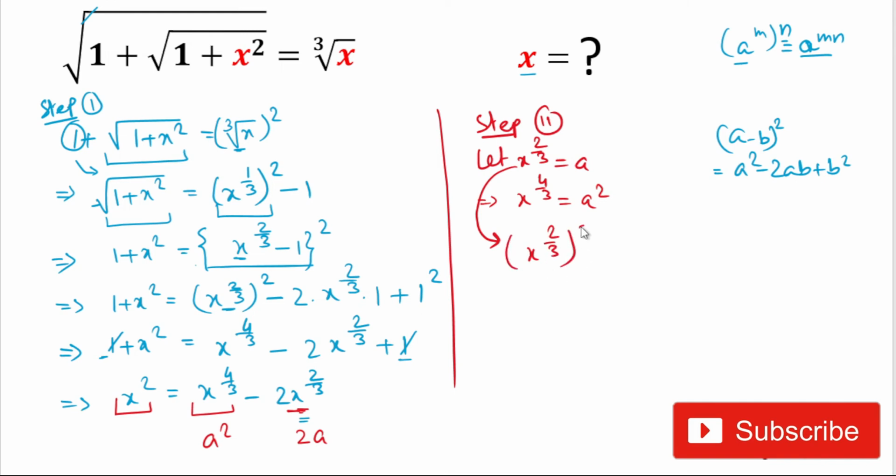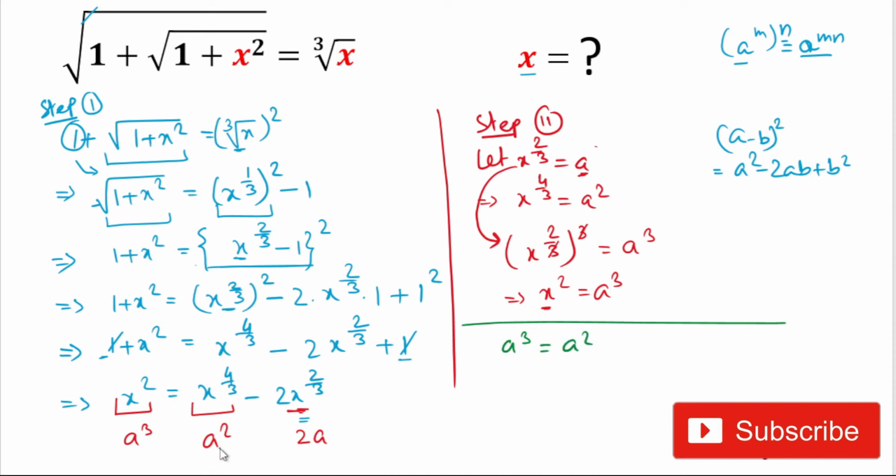and if we cube both the sides, then here 3 and 3 get cancelled. So in the right hand side the a value, if we cube it, is a cube. In the left hand side here we have x square, and in the right hand side it is a cube. So friend, we have to find the value of x square, so it is a cube. Here we will simplify it. It is a cube, that is equal to a square minus 2a.